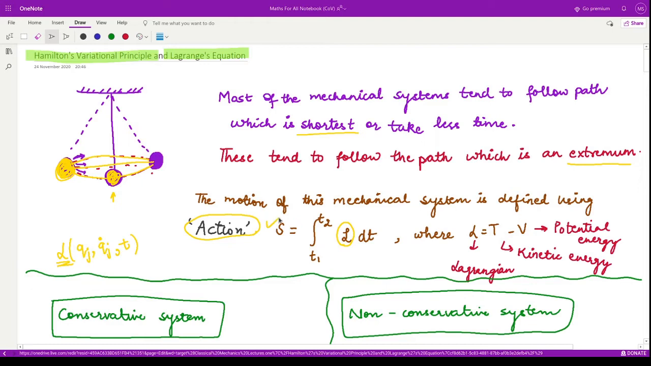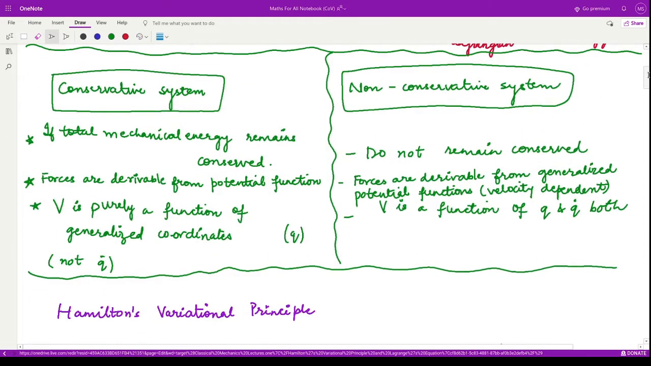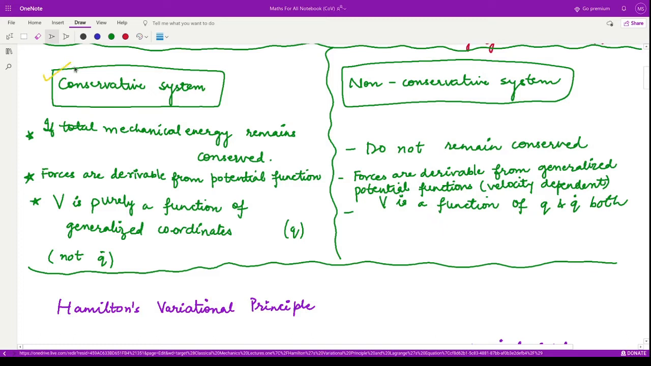So this action is defined, and this action has to be minimized. You'll see in a moment how. Before that, let us first differentiate between a conservative system and a non-conservative system. In the previous video, I discussed the conservative system, a system in which the total mechanical energy remains conserved, and in a non-conservative system, this energy does not remain conserved. That means we also have some frictional forces and dissipative forces acting on the system.